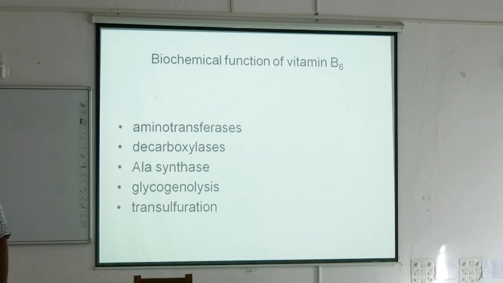Now the reactions are very, very important. What are the reactions which require PLP? It is involved in synthesis of most of the important compounds in our body. For heme synthesis, PLP is required. For transamination, PLP is required. For decarboxylation, PLP is required. Wherever you go in any metabolism, PLP is required.